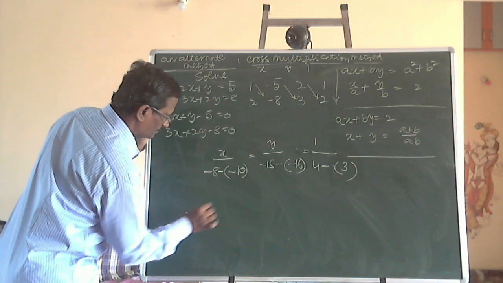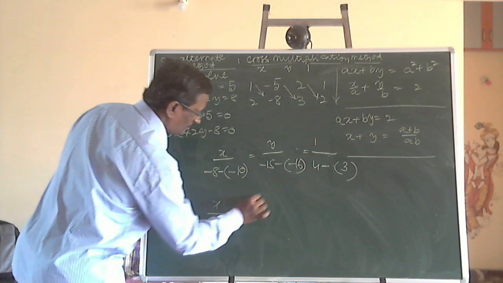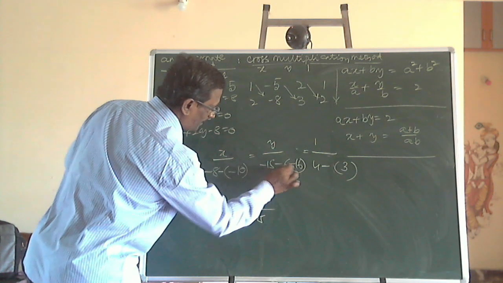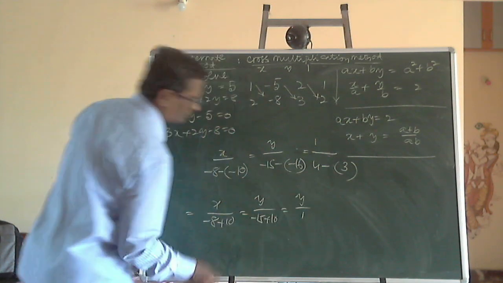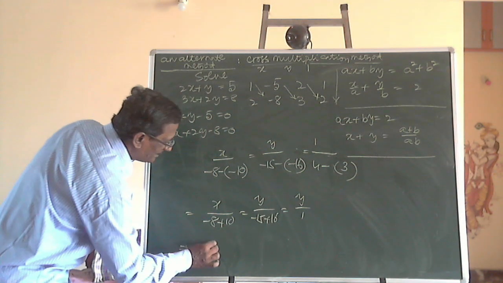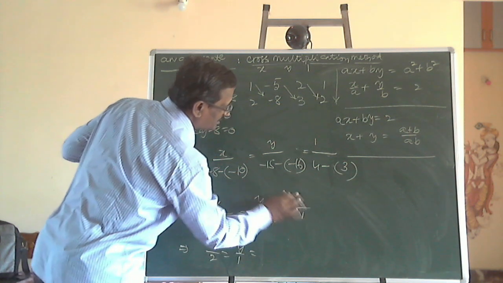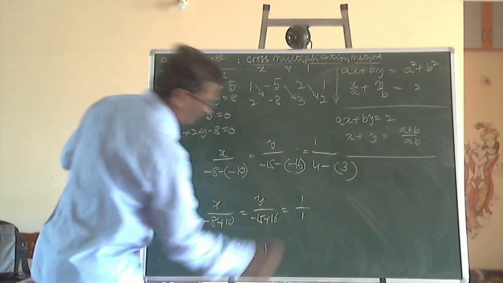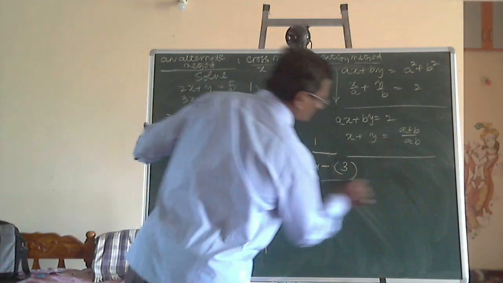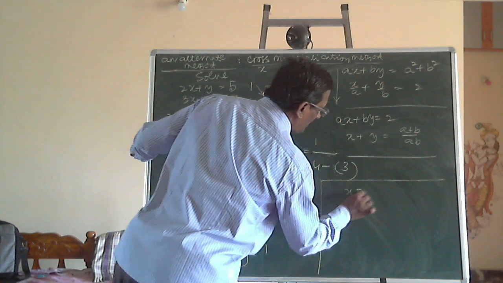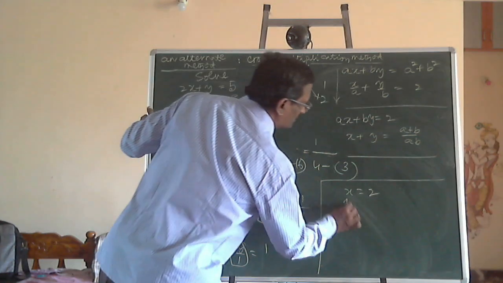This is x divided by minus 8 minus of minus 10, which is plus 10. Y divided by minus 15 minus of minus 16, which is plus 16, is equal to 1 divided by 4 minus 3, which is equal to 1. This implies x divided by 2 is equal to y divided by 1 is equal to 1 divided by 1, which is 1 only. If you do cross multiplication between x by 2 and 1, this gives x is equal to 2. When you do cross multiplication between y by 1 and 1, y is equal to 1.